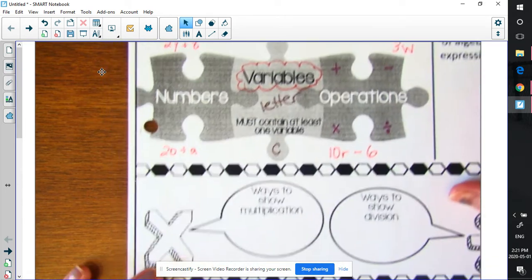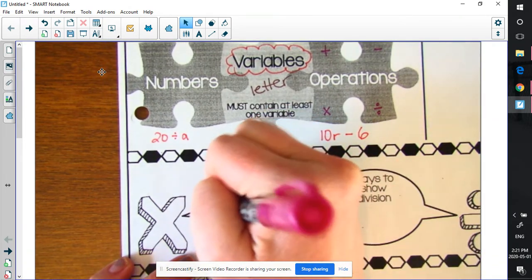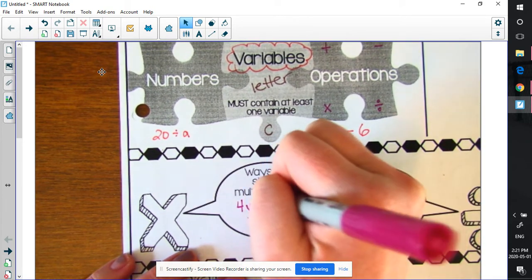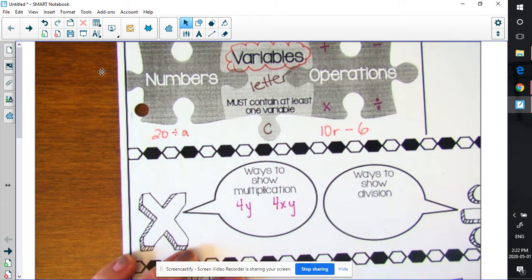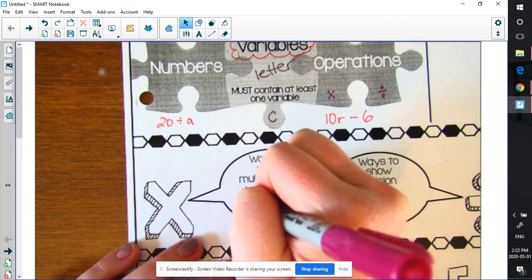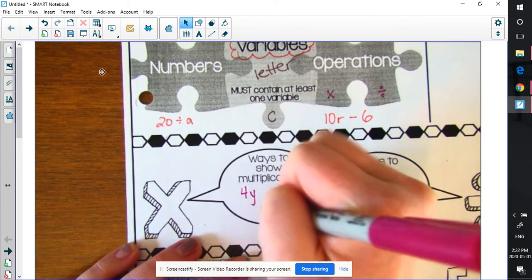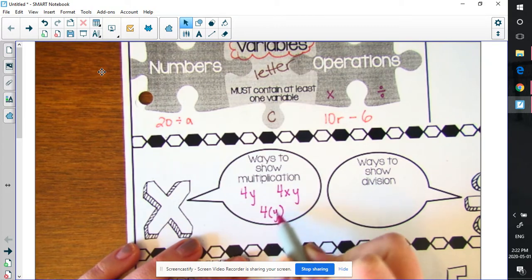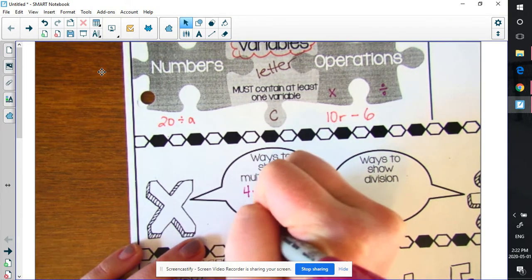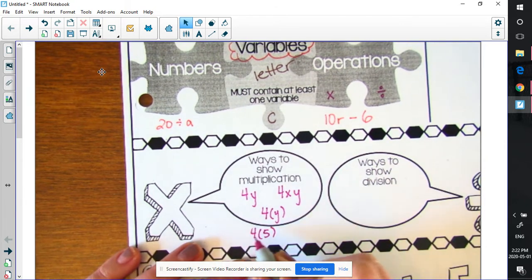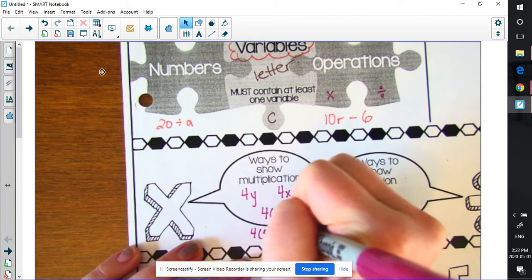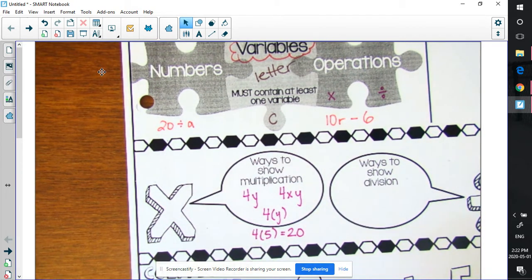So there are a few different ways that we can show multiplication. One is just by putting a number beside a variable. Another way is using the multiplication symbol. Another way is using brackets. So if ever you see a number beside a variable or another number in brackets, that means multiplication. So if you see something like this, 4 and then in brackets a 5, that means 4 times 5. So your answer would be 20. Okay, so those are the 3 different ways to show multiplication.